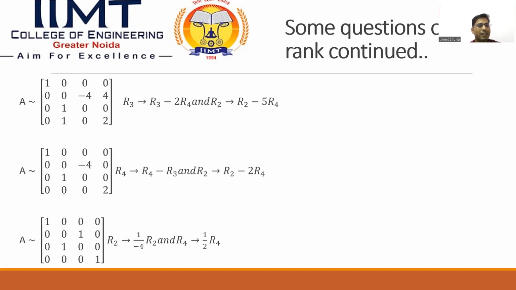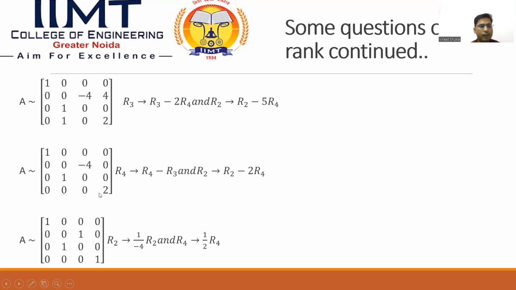Therefore, we get a matrix A equivalent to 1 0 0 0, 0 0 minus 4 4, 0 1 0 1, 0 0 and in the fourth row 0 1 0 2. Now we will make it an identity matrix. So we apply row elementary transformation, that is in row 4 minus row 3, and in row 2 minus 2 into row 4, and we get a matrix 1 0 0 0, 0 0 minus 4 0, 0 1 0 0 and 0 0 0 2.